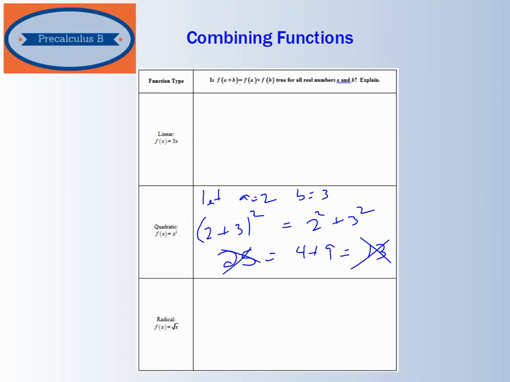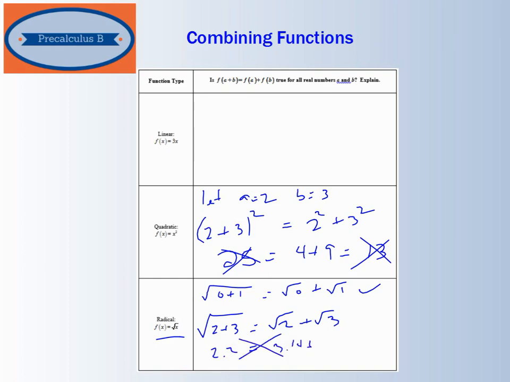If we were to do the same thing for the radical, let a equal 0 and b equal 1, it would actually work out. The square root of 0 plus 1 equals the square root of 0 plus the square root of 1. That checks out. But if I use 2 and 3, does the square root of 2 plus 3 equal the square root of 2 plus the square root of 3? If you plug that into a calculator, you would get the square root of 5, which is about 2.2. Does that equal the square root of 2 plus the square root of 3, which is 3.146? That does not work. So once again, for radicals, it works for some, but not for all.